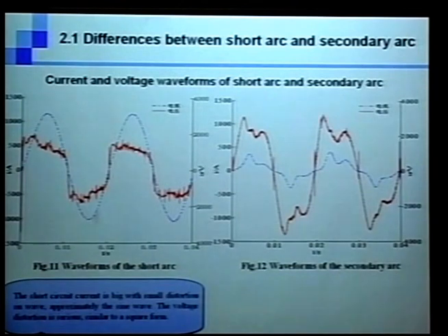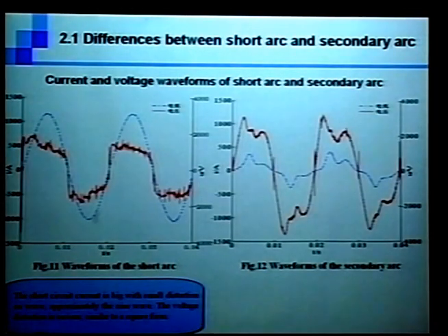Let's see the overview in the current and voltage waveforms of the short arc and second arc. You can see some difference between them, because the second arc current is very low compared with the short circuit arc.